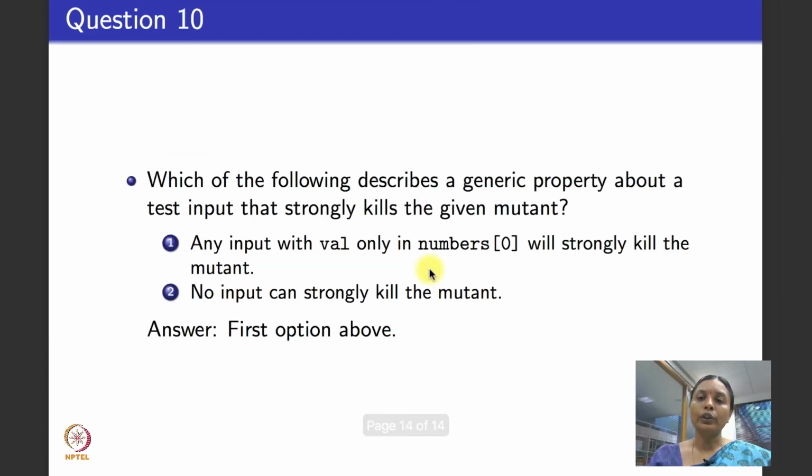For which value? If the input val is such that val is present in the array but only in the 0th position in the array, this will definitely end up making the output of the original program different from the output of the mutated program. That is the same as strongly killing the mutant. So the correct answer is the first option.